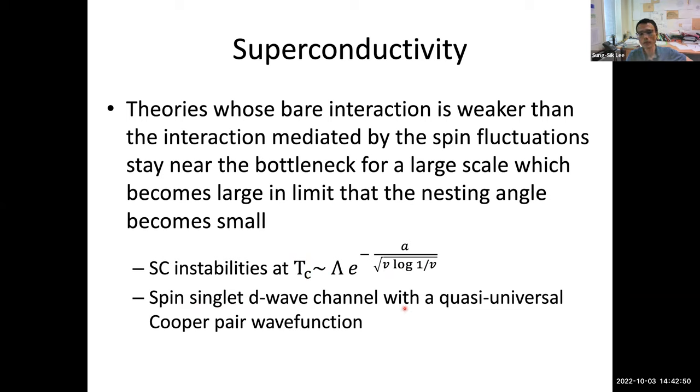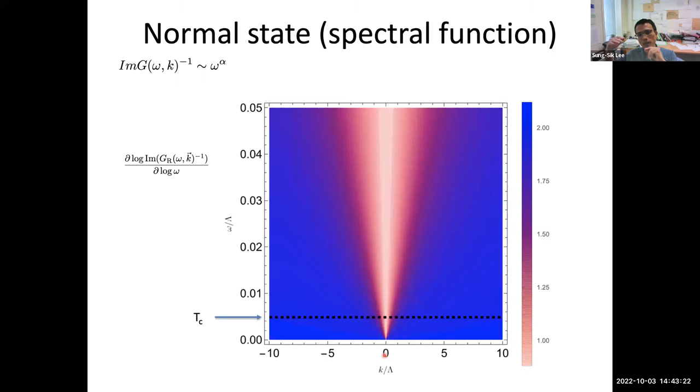Maybe what is new in this regard is that with this functional RG, we can pinpoint the precise momentum dependence of the channel that becomes most unstable. And also, it'll be interesting to check how the TC is controlled by the nesting in this theory. And then, before the theory flows to the superconducting state, while the theory is in the bottleneck region, you can ask what is the normal state property.